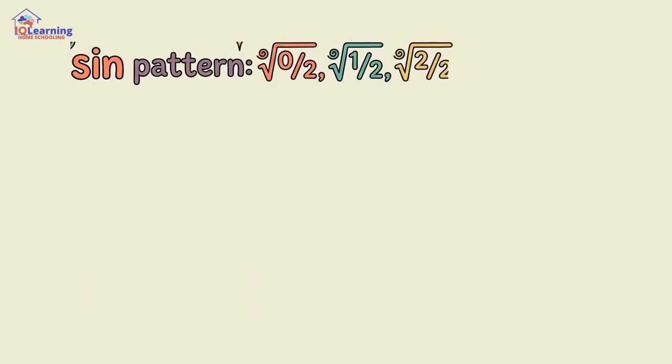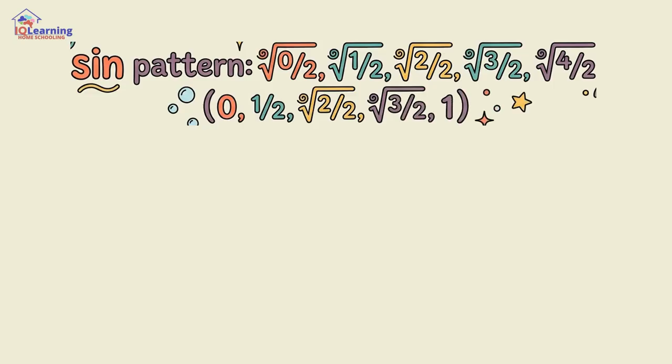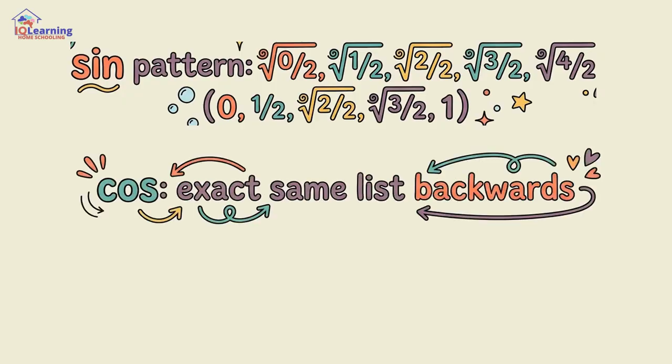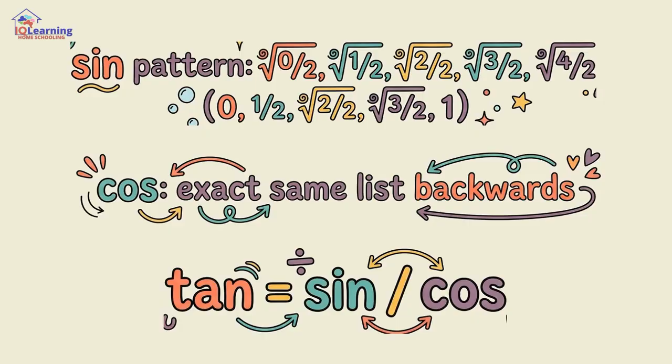Now here's the pattern that makes the table easy to remember. The sine values go like this. Square root of 0 over 2, square root of 1 over 2, square root of 2 over 2, square root of 3 over 2, square root of 4 over 2. That gives 0, 1/2, square root of 2 over 2, square root of 3 over 2, and 1. Cosine is the exact same list backwards. Then tangent is just sine divided by cosine.